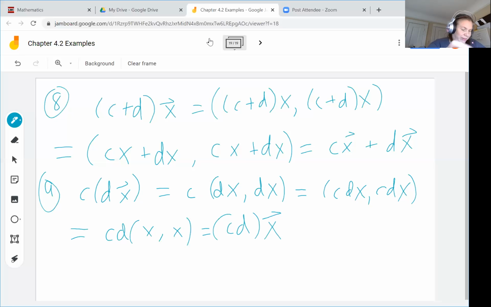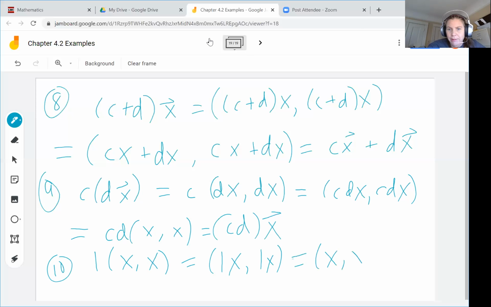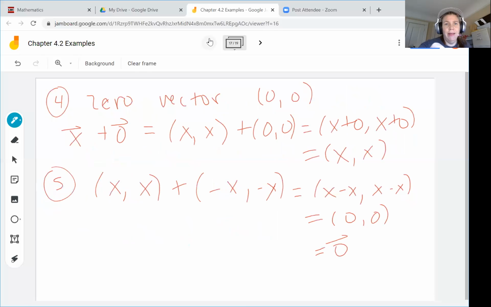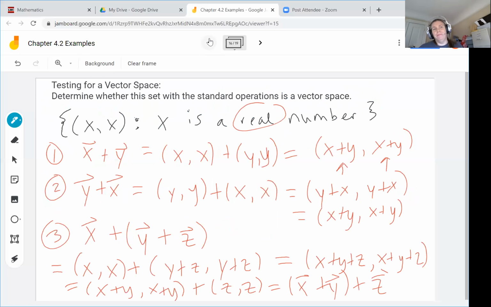And then the last thing to check is the scalar identity. Well, we know 1 is the scalar identity. So 1 times (x, x) is just (1x, 1x), which is just (x, x). Okay, so we have proven all 10 axioms for vector space. So we can go back and say that this set of the ordered pairs (x, x), where the x value is a real number, so the same number in both places in the pair, is a vector space. So it meets all 10 axioms.